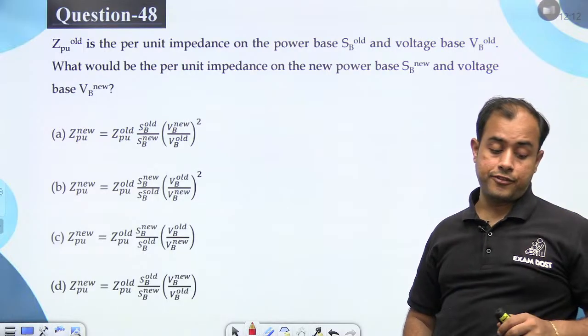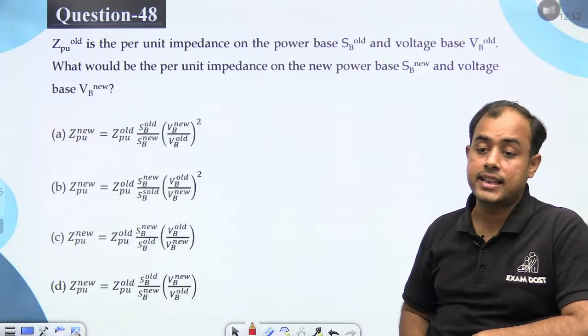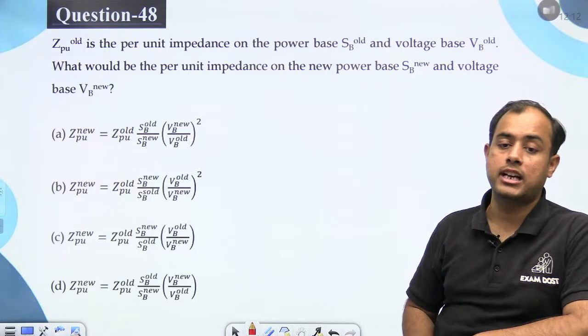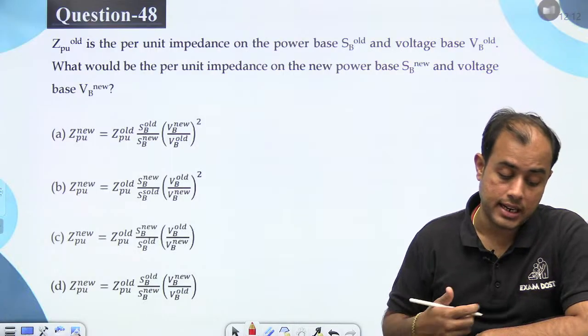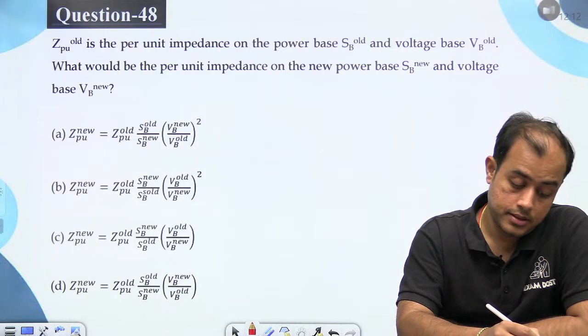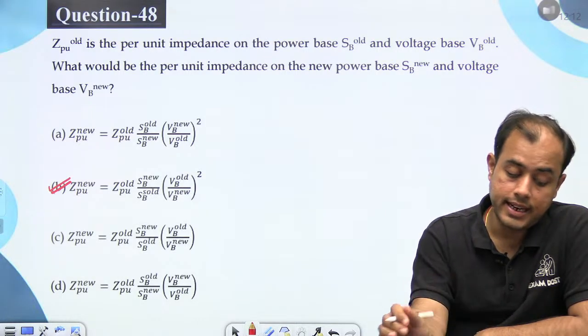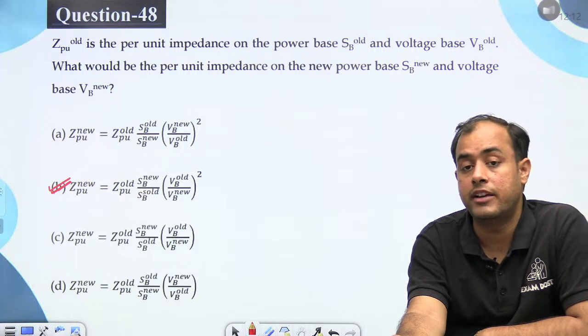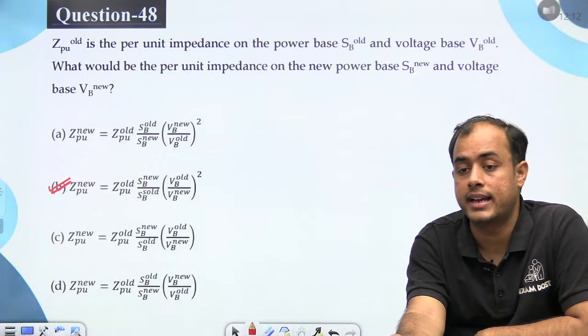ESE 2004. Now it is asking the same formula जिस पे हम न्यूमेरिकल बना रहे हैं, वही फॉर्मूला मांग रहा है. तो B. Z new is Z old into (V old by V new) square into S new by S old.